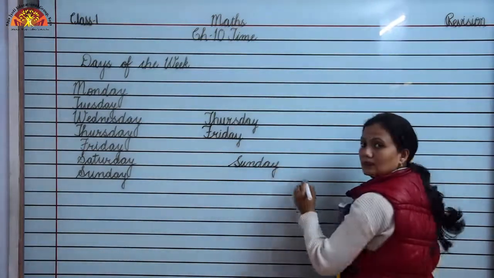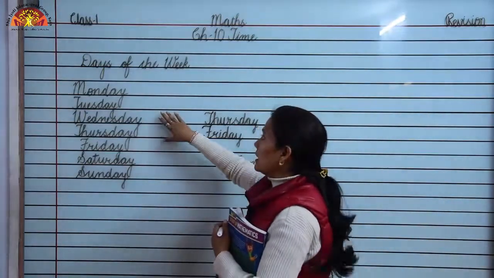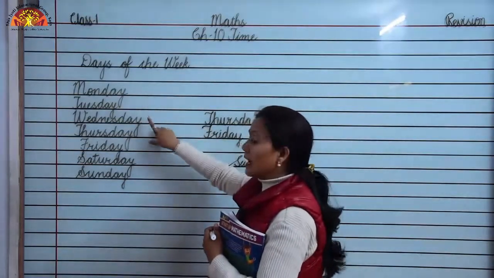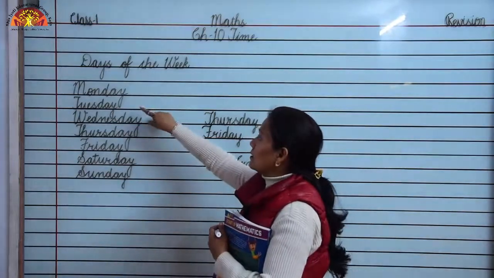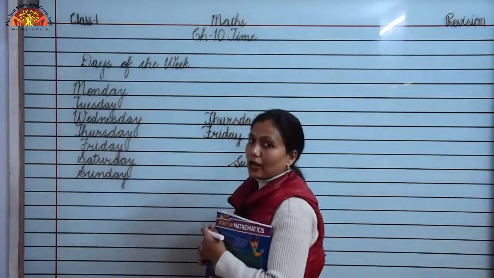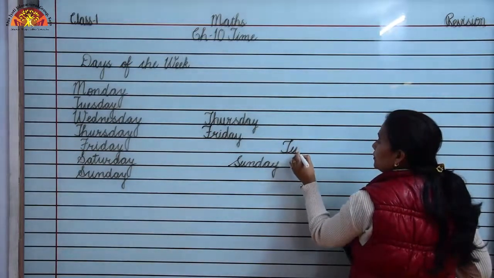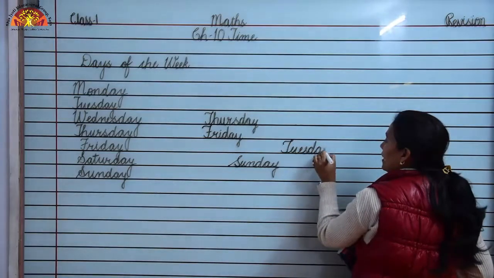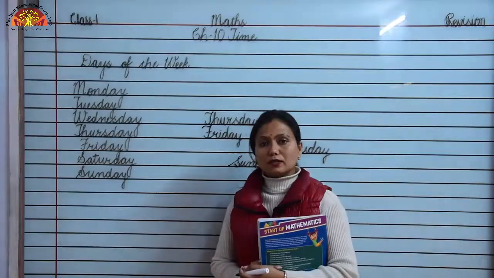S-U-N-D-A-Y. Sunday. Now one more question. If I say which day comes between Monday and Wednesday. So which day comes in between Monday and Wednesday? It is Tuesday. And what is the spelling of Tuesday? T-U-E-S-D-A-Y. Tuesday. Hope you all have understood days of the week.